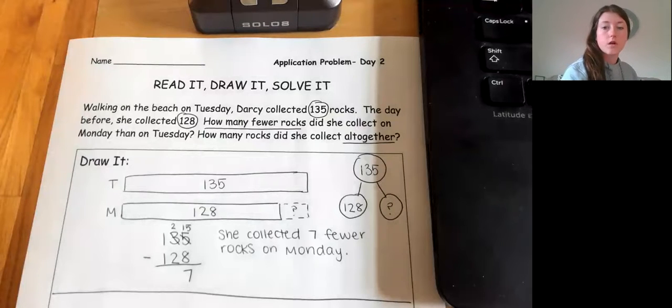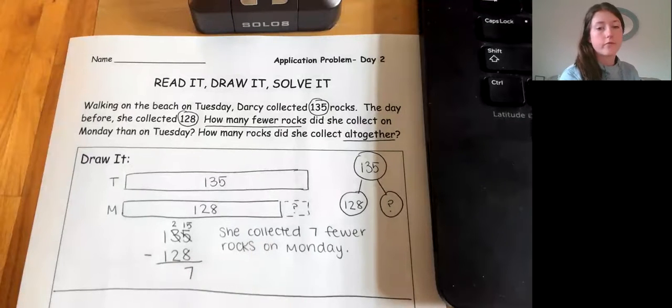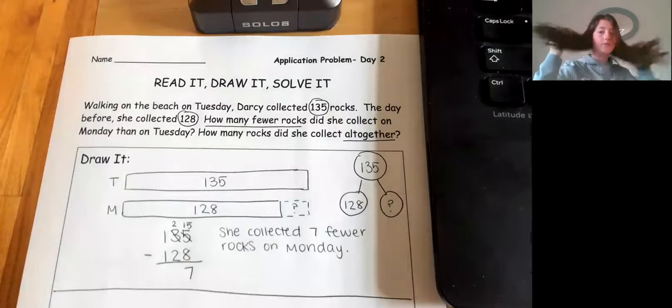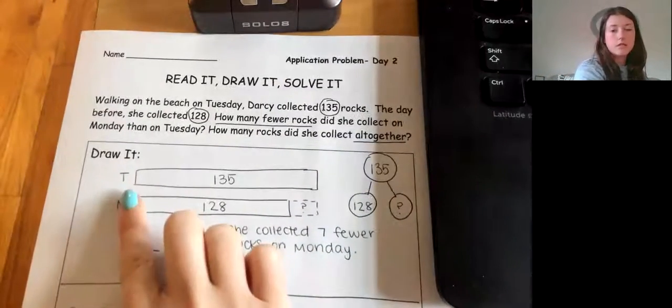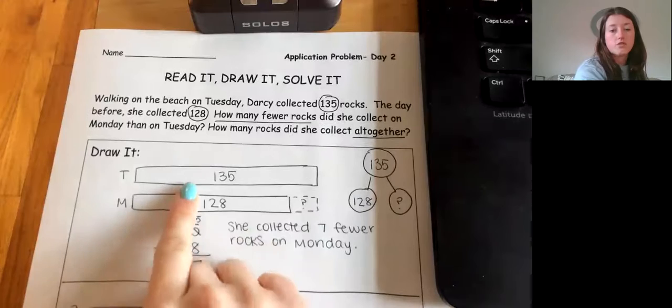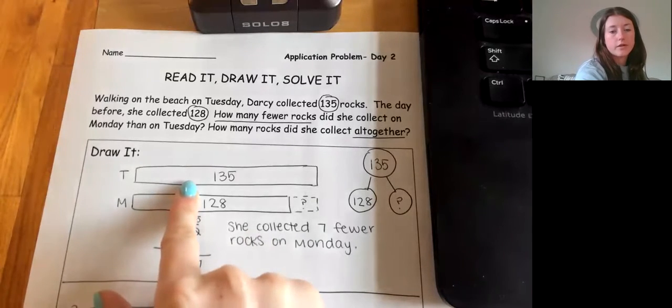And we know when we see the word all together, that's asking us to add those numbers together to figure out how much in all. Now there are two parts to this problem. So the first thing that I did was I did my tape diagram for the first part. So I knew on Tuesday, she collected 135 rocks. So I labeled that with a T to show Tuesday, and I drew my tape diagram for 135.